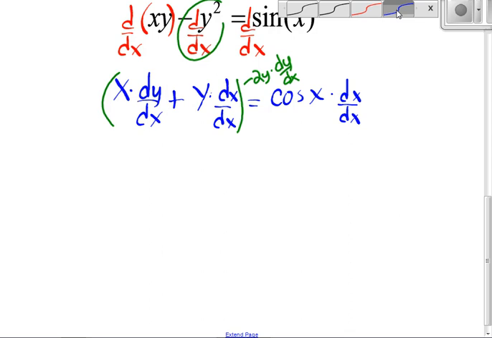So this is x. I could call it y prime now. I prefer to see the dy/dx in the beginning. I know it's a pain to write, but I like to get things right.